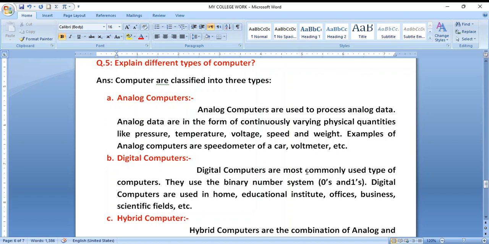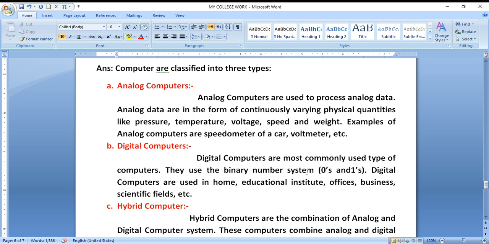Second, digital computer. Digital computers are the most commonly used type of computers. They use the binary system, zeros and ones. Digital computers are used in homes, educational institutes, offices, businesses, scientific fields, etc. Third, hybrid computer.